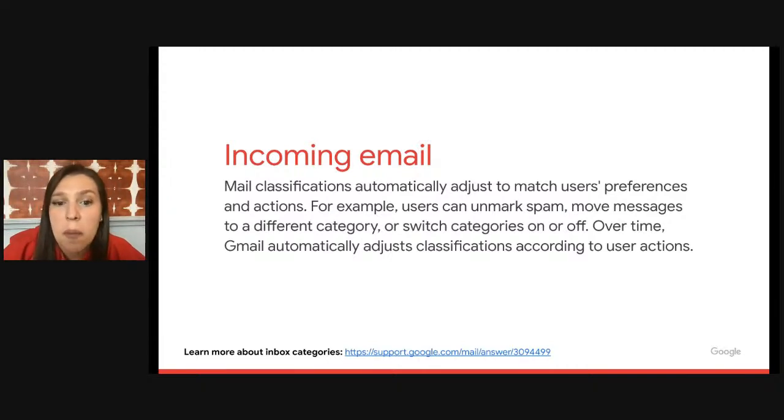So what is incoming mail? Incoming mail classification is automatically adjusted to match the user's preferences and actions. For example, if I get an email and I move it to spam, or move it out of spam into a different category, or switch categories on and off in my inbox, over time Gmail will adjust those classifications according to my user actions. Same with all the other users out there.